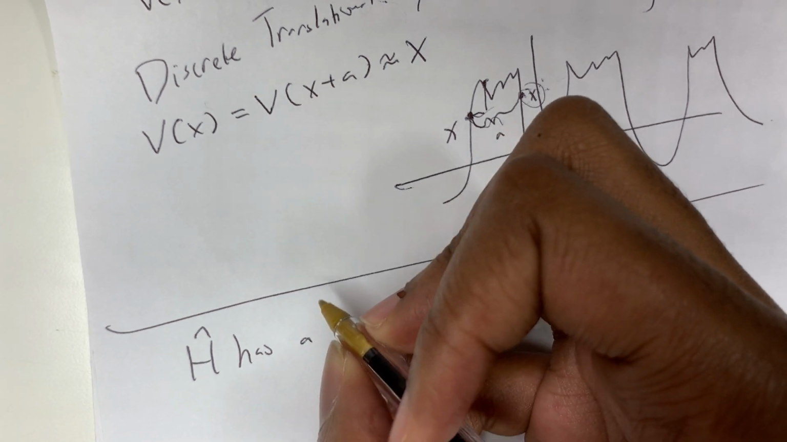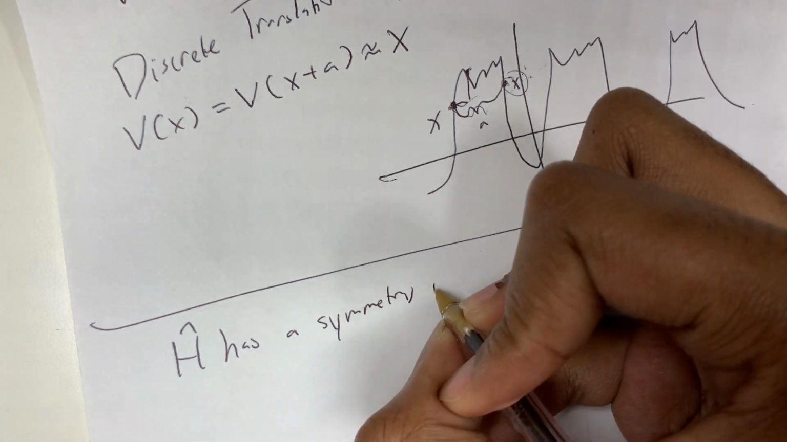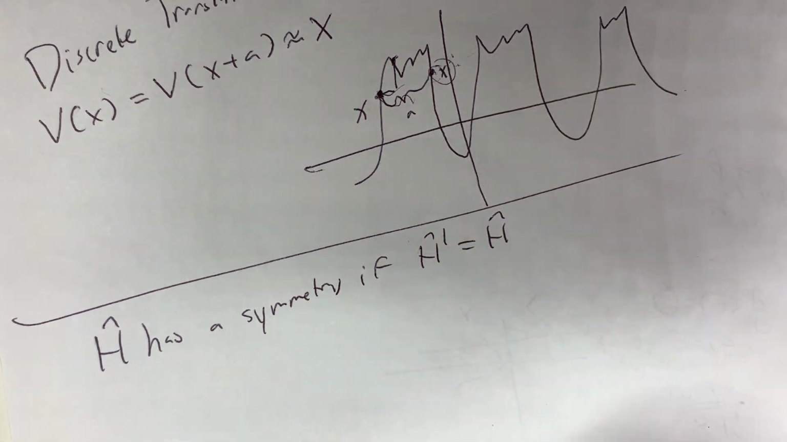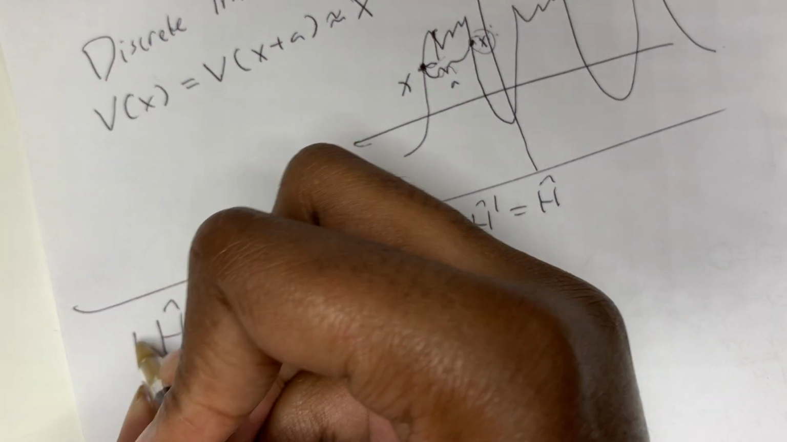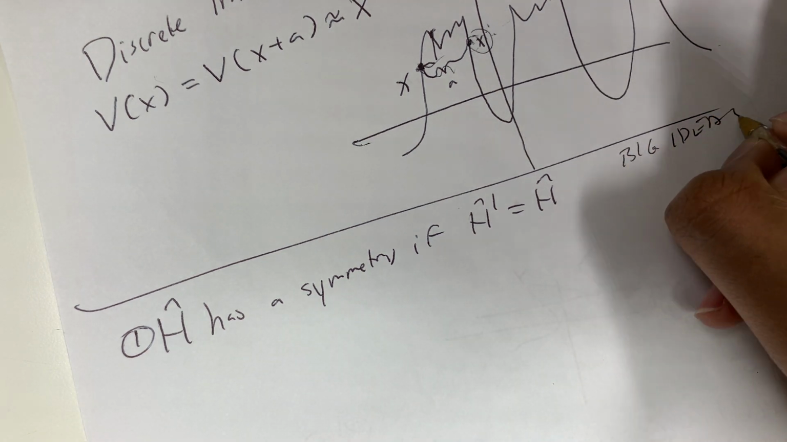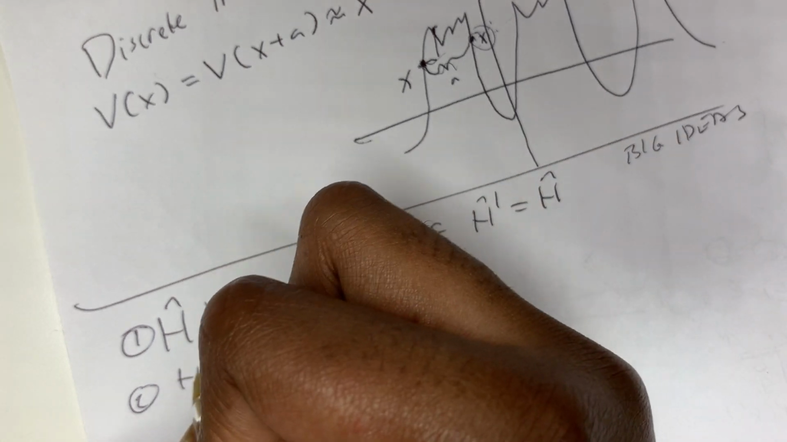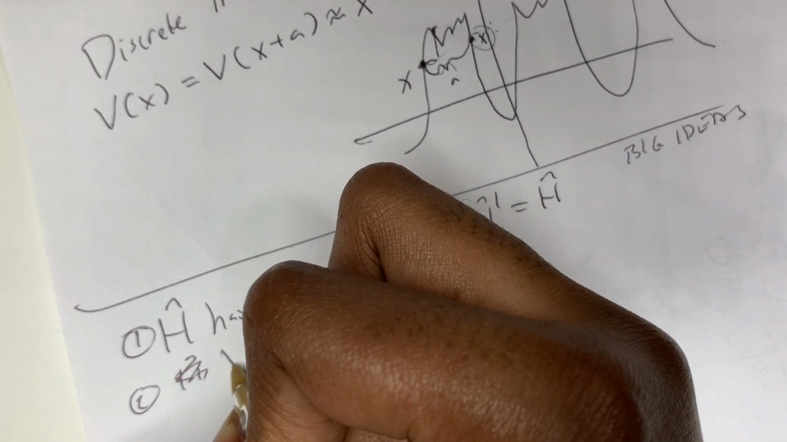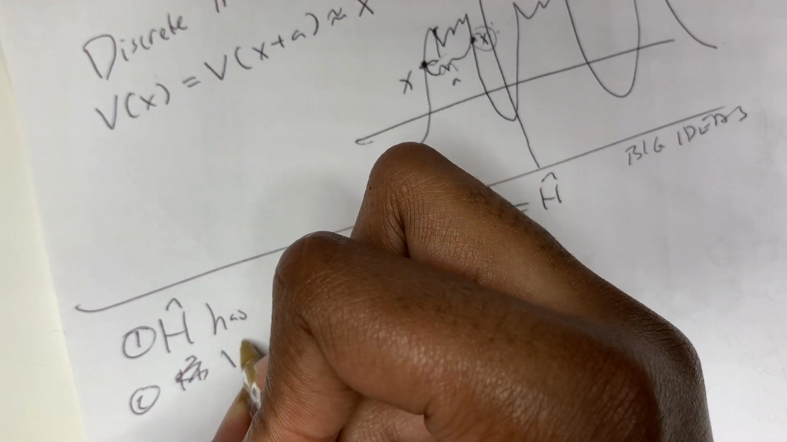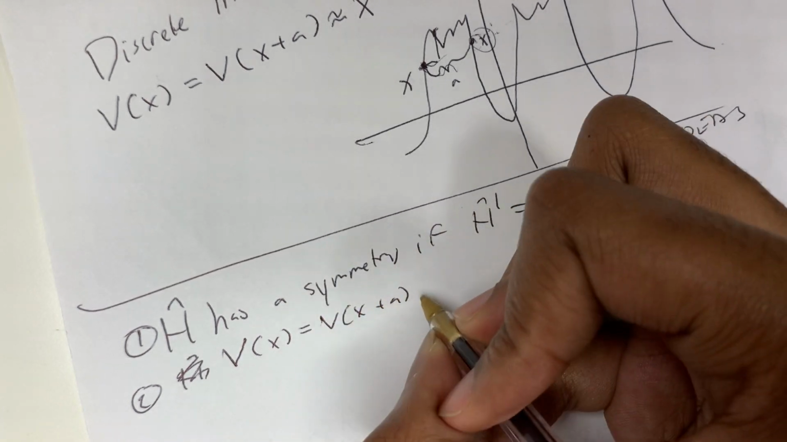H hat has a symmetry if H hat prime equals H hat. We know, this is our first big idea. Our second big idea is that we have a continuous translational symmetry, which means V of x equals V of x plus a for all a.